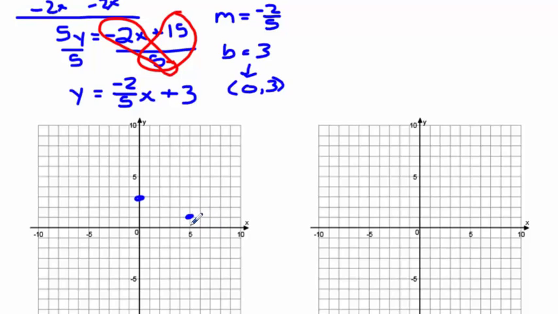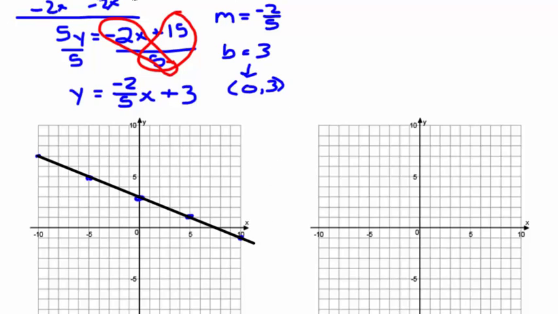That's our slope, negative 2 fifths. Don't forget you can go in the reverse as well, up 2 but back 5. Up 2 and back 5. And let's connect these. So there we have the graph of this equation.